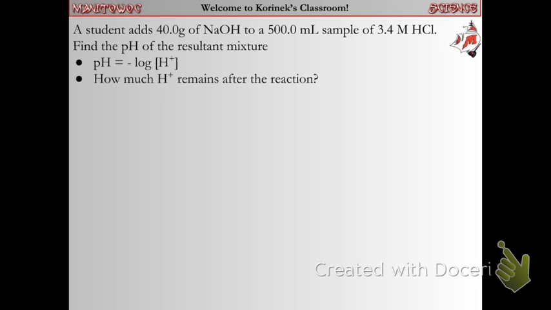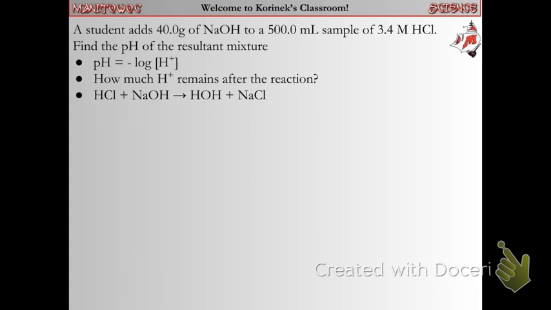But this particular problem has a twist in the fact that we are actually adding a base to that particular solution. And so what's going to happen is our pH is going to change. It's going to alter a little bit. So what we now have to ask ourselves is how much of this H plus is going to remain when the reaction is complete, after the reaction is over.